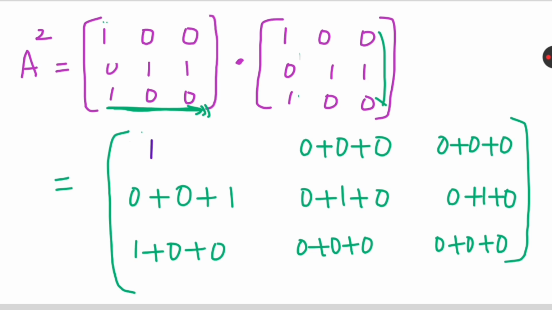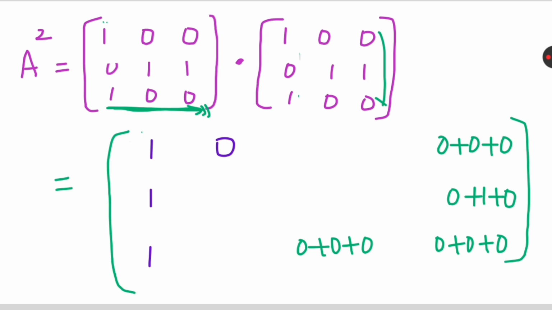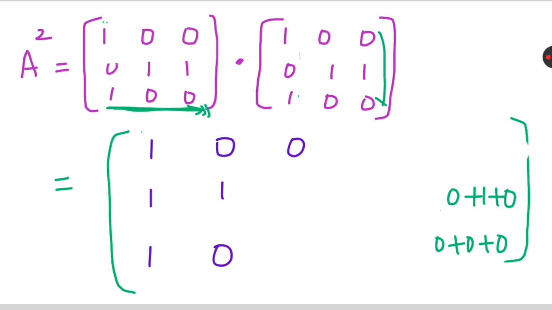Now observe the second row first element: 0 plus 1, which gives only 1, so just write 1. The third row first element: 1 plus 0, which gives only 1. Now the second column first element: 0 plus 0, which gives only 0. That is 0 plus 1 plus 0, which gives only 1. And here also 0 plus 0, which gives only 0. In the third column we have 0 plus 0, which is 0 only. Here we have 0 plus 1 plus 0, which gives only 1. And here we have 0 plus 0, which gives only 0.